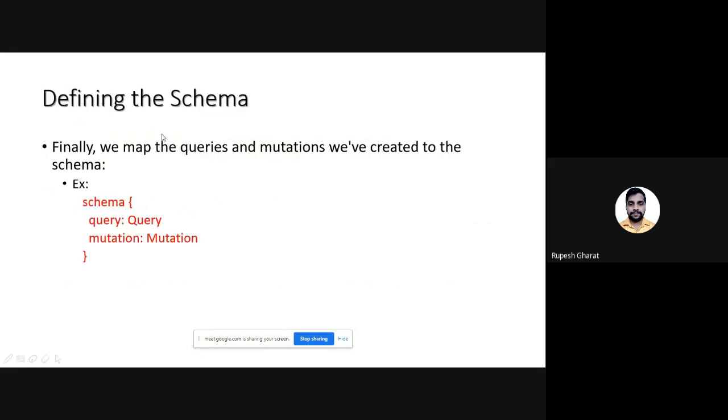After defining the schemas, and finally after creating all the types, queries, mutations, and resolvers, we register the whole query and mutation in the schema. Finally, we map the query and the mutations for that schema. The example is a schema object with a query assigned to our query class and the mutation assigned to our mutation class.